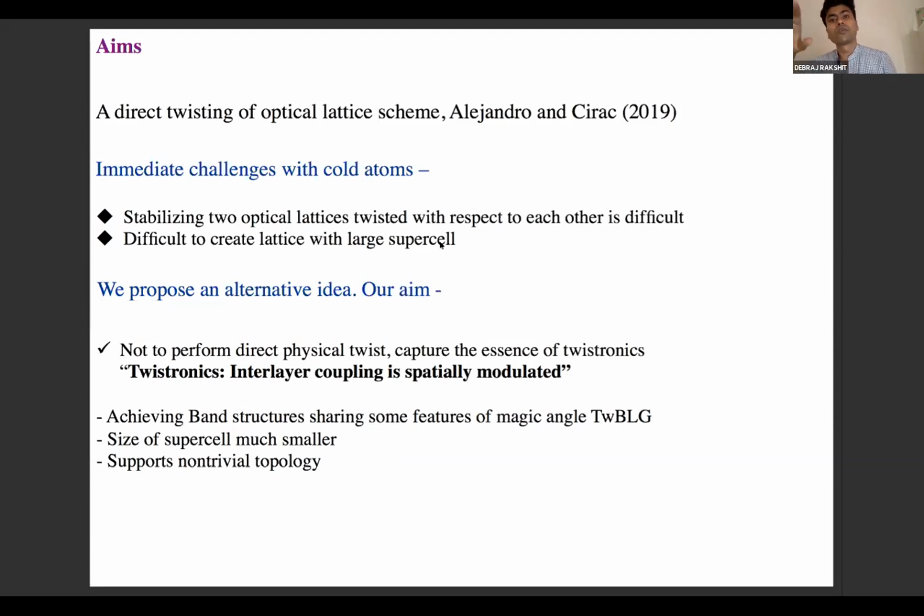In condensed matter physics, it's more like if you have two lattices and you apply different pressures at different points, you can create this kind of modulation without twisting. With this idea, I would like to mention that our aim is really not to do a one-to-one correspondence with what's happening in magic angle graphene. But still, we'll show that through a very simple construction of a square lattice and a simple modulation of the interlayer tunneling, we can actually get a band structure for magic configurations which shares many features with twisted bilayer graphene. Importantly, we have a very small supercell, and our construction will show that it can support a non-trivial topology.